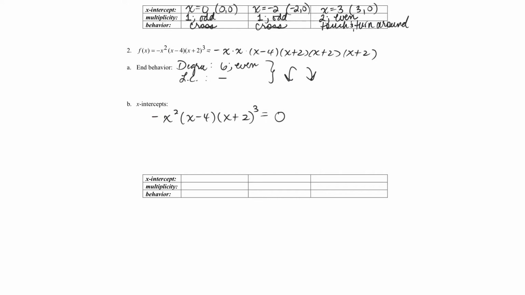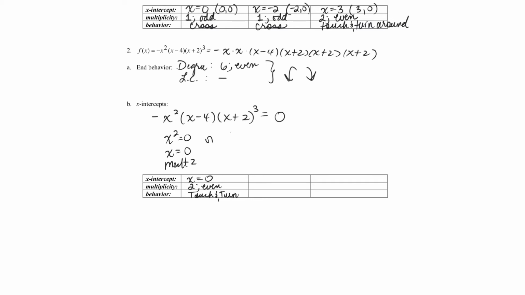So, I will care about this in terms of my end behavior. I will care about it as I'm plotting different points. But as I'm thinking about the x-intercepts, the coefficient doesn't affect those. So if x squared is equal to 0, in other words, x equals 0 with a multiplicity of what? 2, then the polynomial will be equal to 0. So that's my first x-intercept. Multiplicity is 2, which is even. It's going to touch and turn.